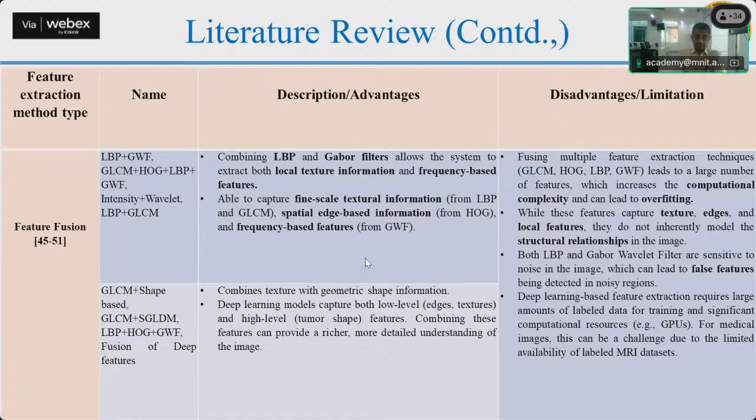Then in the GLCM, the gray level co-occurrence matrix, what did we realize? It combines texture with geometric shape information, where deep learning models are used, which capture both low-level and high-level features. Combining these features can provide a much more detailed understanding of the image.